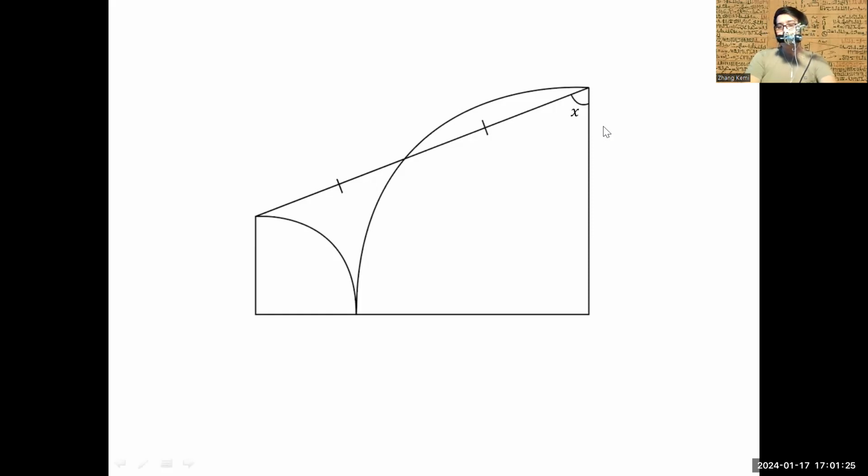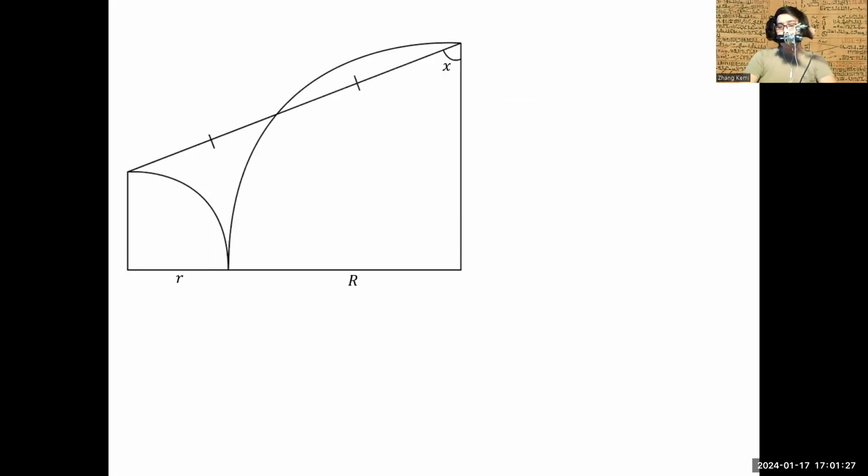For the solution of this problem, first of all, I let the radius of the smaller quadrant be small r, and the radius of the bigger quadrant be capital R. Now I'm going to draw two parallel lines. These two parallel lines start from this point over here and go all the way to touch this side, as well as another parallel line from the midpoint all the way to here. So these two lines are established as parallel lines.